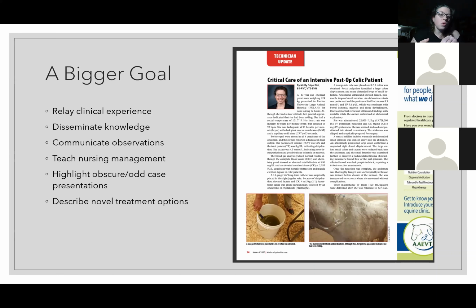Finally, this is also a way to describe novel treatment options that are performed in the clinic. Now, the last two are really reserved for veterinarians because they're the ones who are going to be prescribing the treatments, discovering these weird new ways of performing something, as well as highlighting the odd case management that they'll see.